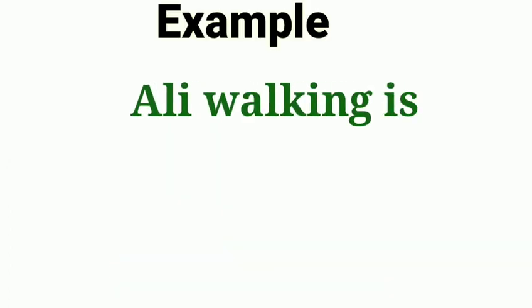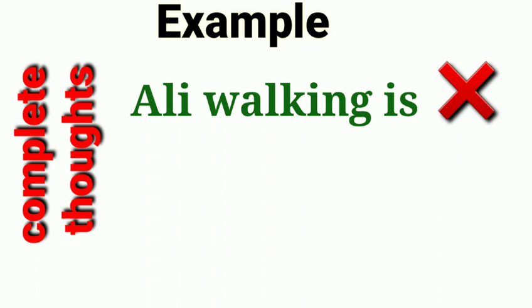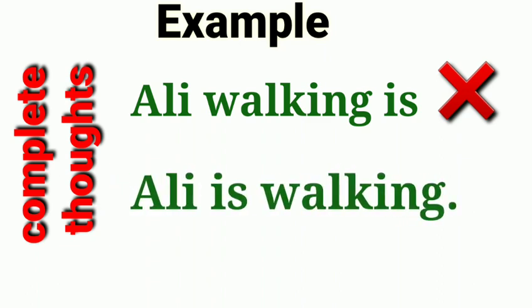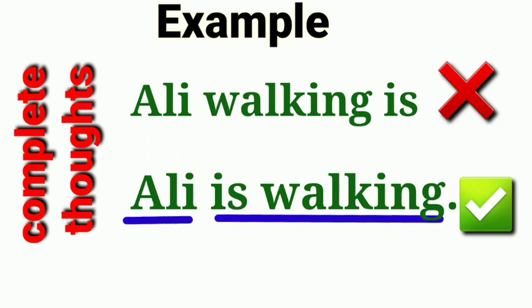Check this group of words. Ali walking is. They are group of words but they are not giving meaning and complete thoughts. Now check this one. Ali is walking. It is giving complete meaning and complete thoughts. This sentence is a combination of subject and verb.